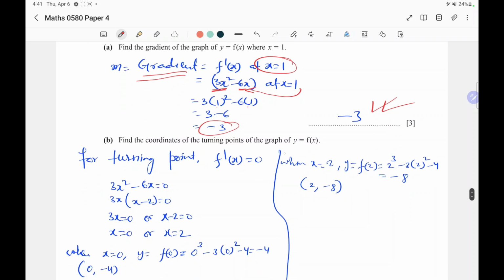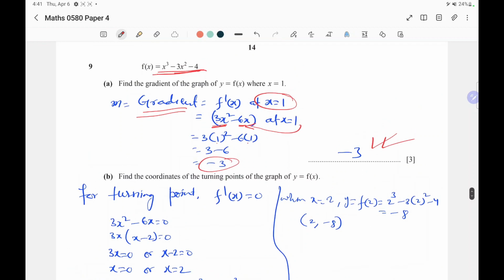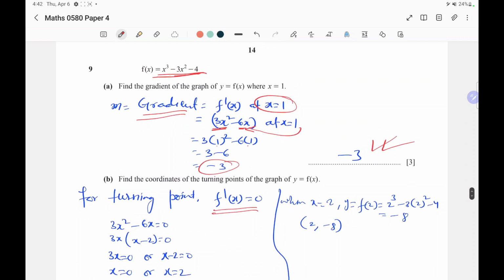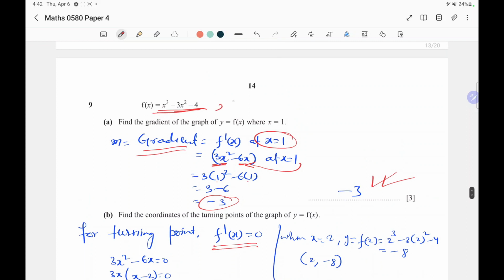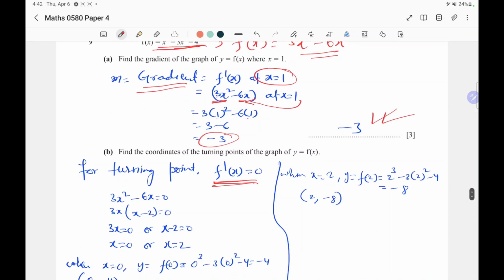Find the coordinates of the turning point for the graph. We know that for the turning point, or for finding maximum or minimum, we need to equate f'(x) equals 0. So f'(x) is 3x squared minus 6x. Okay, so f'(x) should be 0.